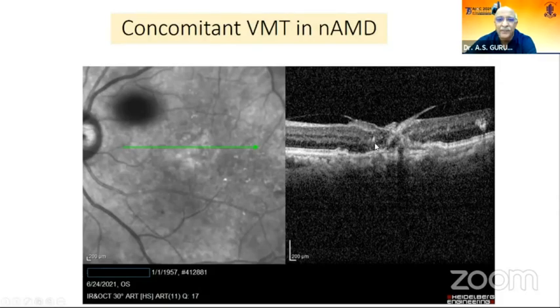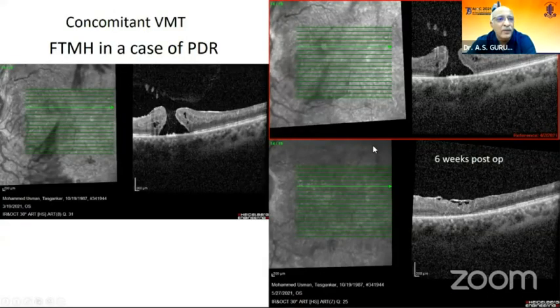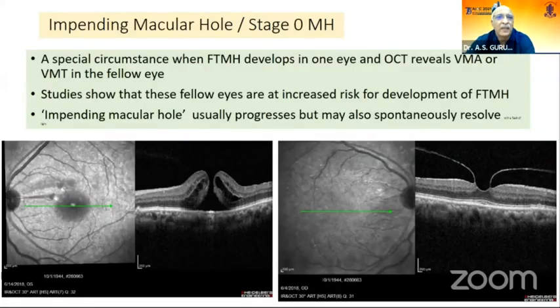neovascular membrane here. And concomitant VMT in case of PDR. On the IR image, you can see the fibrosis, the stay on the posterior pole, retinal hemorrhage, and there is a macular hole that had to be treated by ILM peeling. Impending macular hole is something that we have to understand, also called stage 0 macular hole in the past.